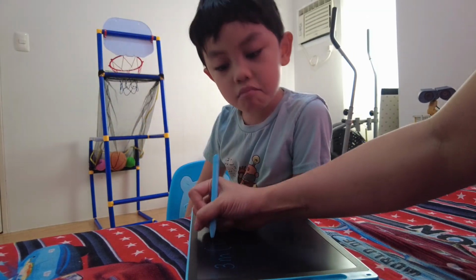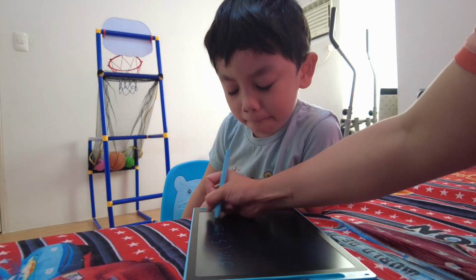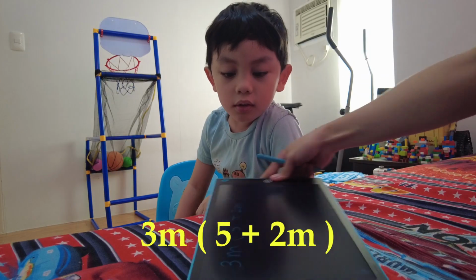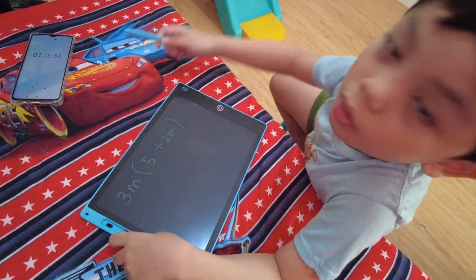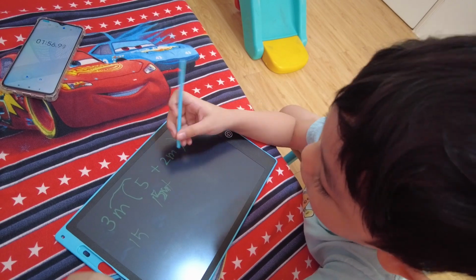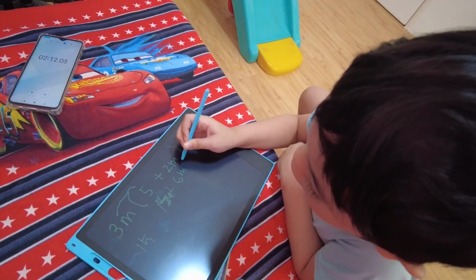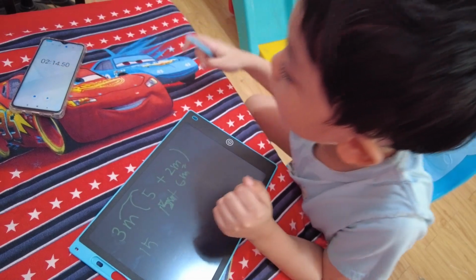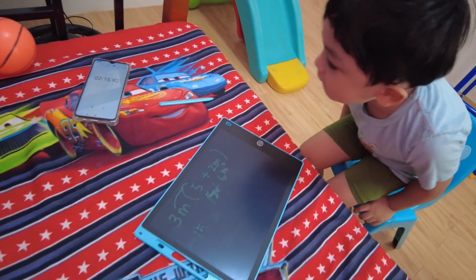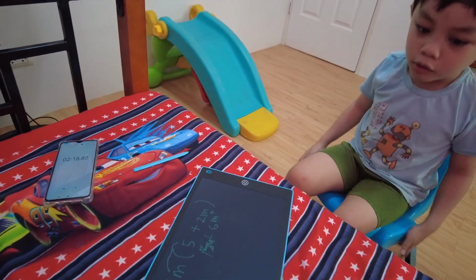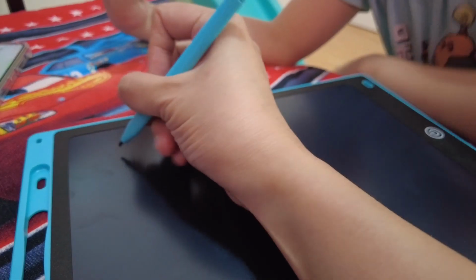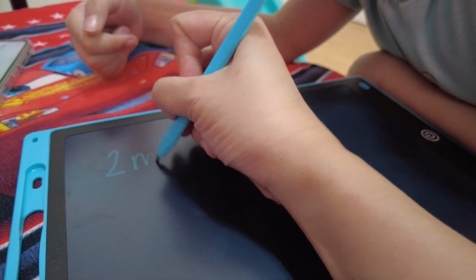For example, you have something like this. Do you still remember how to solve that? Mm-hmm. Let's see, ha? Review. Wala pa yung new lesson. Let's see the new lesson. New lesson is different. Hindi pa natin to nalalesson dati. Paano kapag ganito na yung problem?